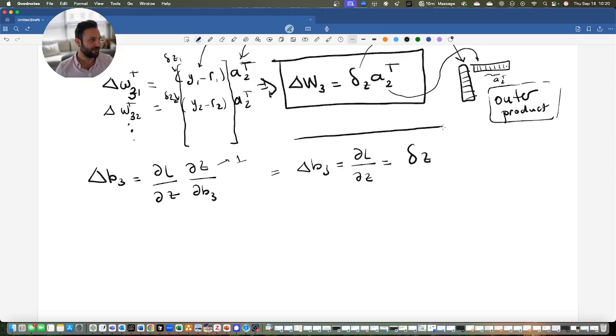So it means that if you want to update the bias, you're going to use the gradient of the activation that comes to it directly. That's how the bias is calculated.